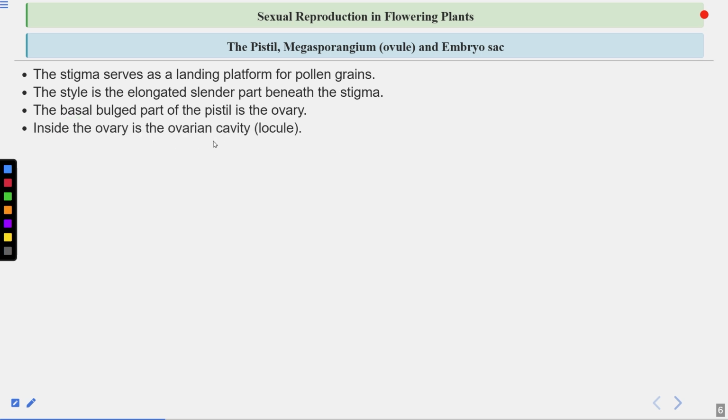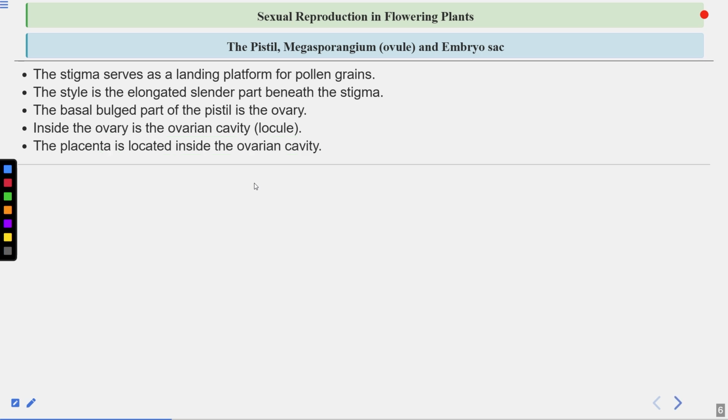Inside the ovary is the ovarian cavity, that is called the locule. Now, inside the ovary, there is a cavity, the locule part. That locule is called the ovarian cavity, right?